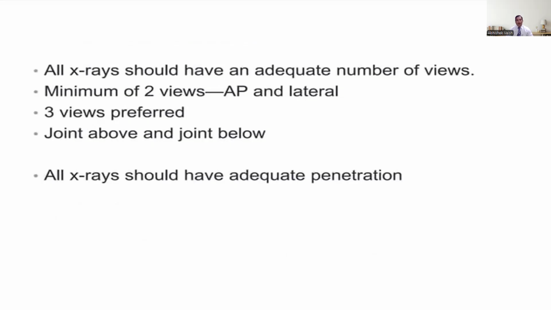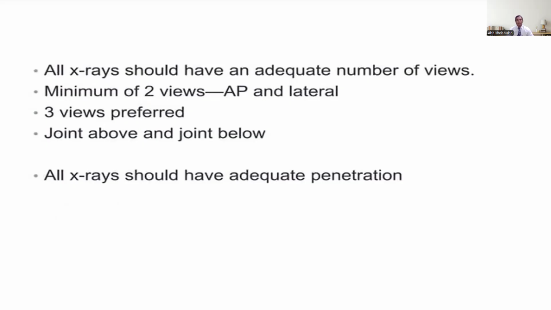All X-rays should have an adequate number of views. You should have a minimum of two views, that is an AP view, anteroposterior view, and a lateral view. If you are dealing with a non-union, a malunion, or a bone which is obliquely or funnily shaped, for example the pelvis, you may need special views like obturator views and iliac views to comment more about the fracture pattern.